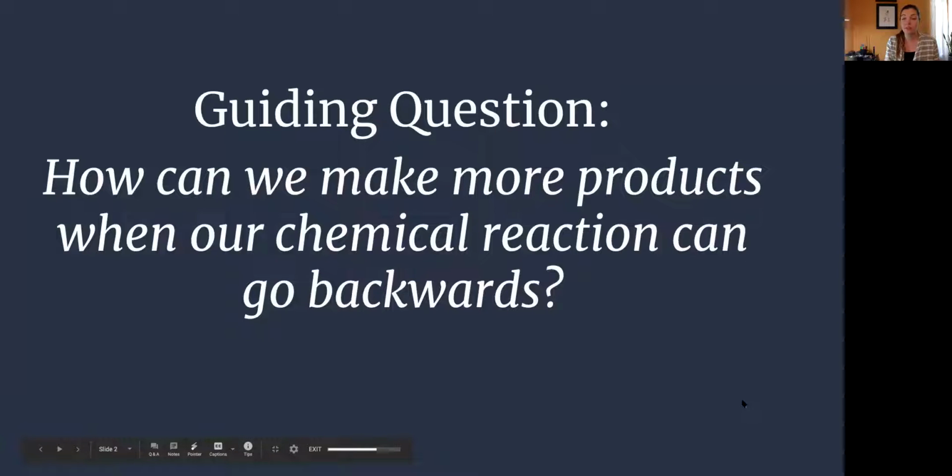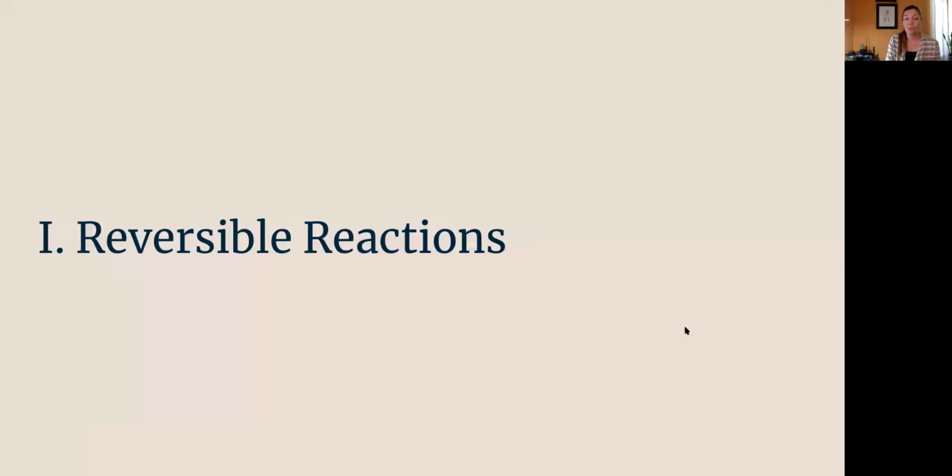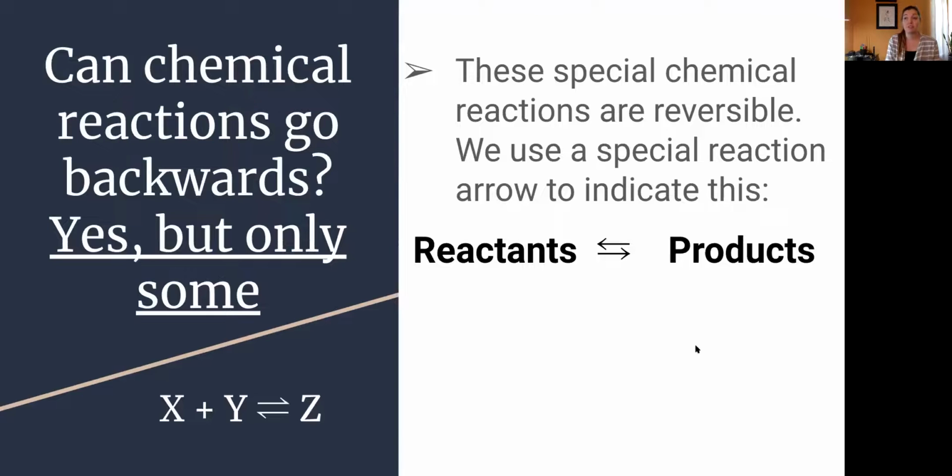So let me pull up our chemical equilibrium notes. I'm just going to go through the slides here while you fill it in. Hopefully some of the visuals in these help you understand the concepts a little better. So our guiding question is, how can we make more products when a chemical reaction can go backwards? It's a new concept that we're learning about, because this idea of a chemical reaction going backwards is very different. So section 1 is reversible reactions.